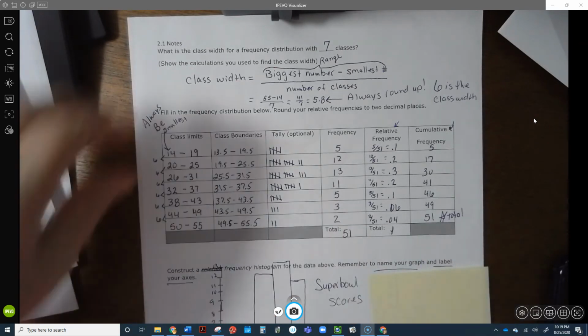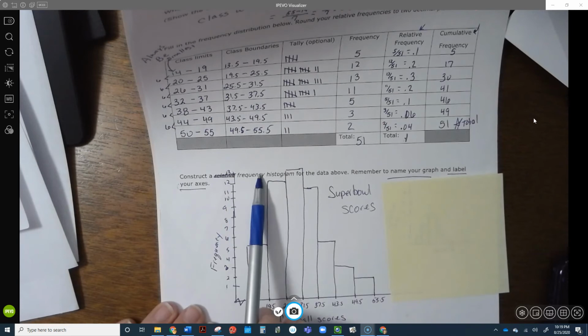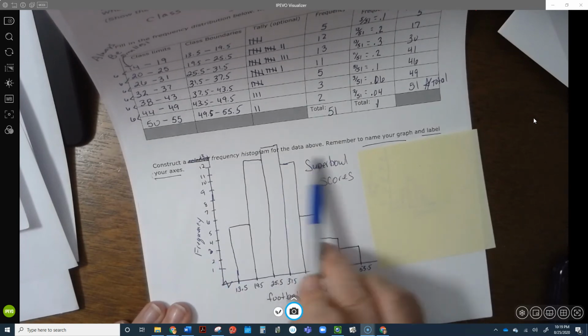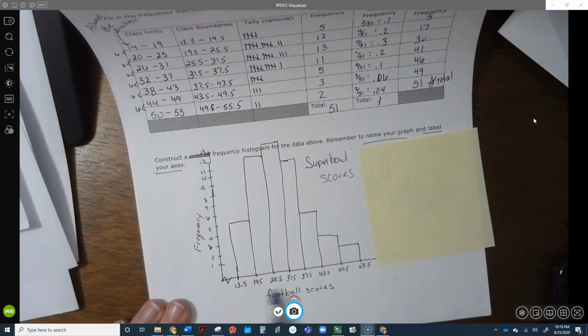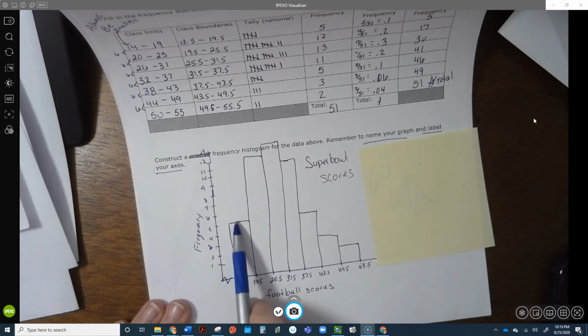Okay? So then this one asks for a relative frequency histogram. I'm going to show you this in just a second. But right here, I took my class boundaries and drew them along here. I did my frequency. The title of this whole thing would be called Super Bowl scores. What am I looking at along the x-axis? These are Super Bowl scores. This is the frequency.